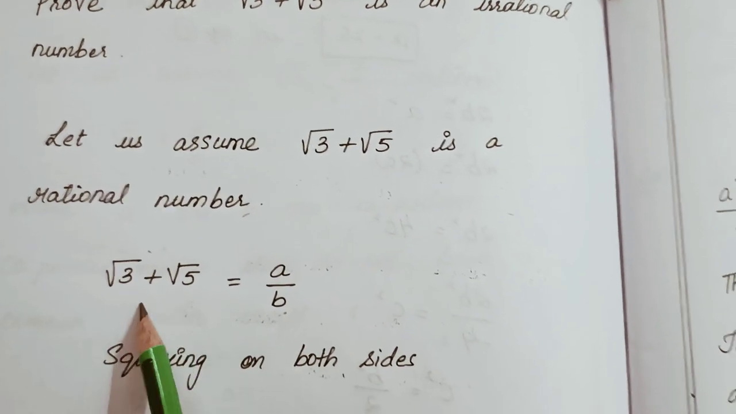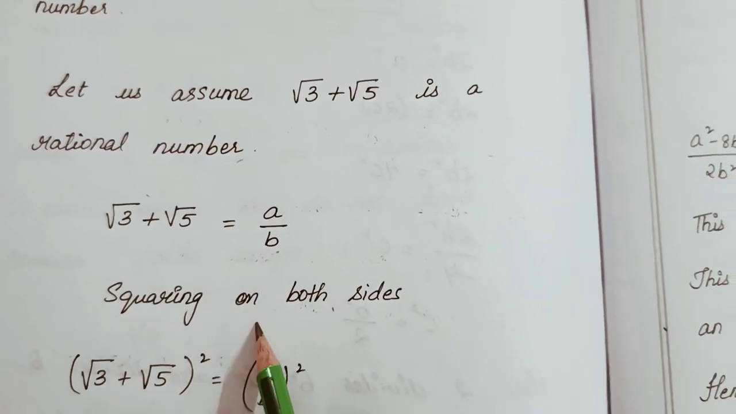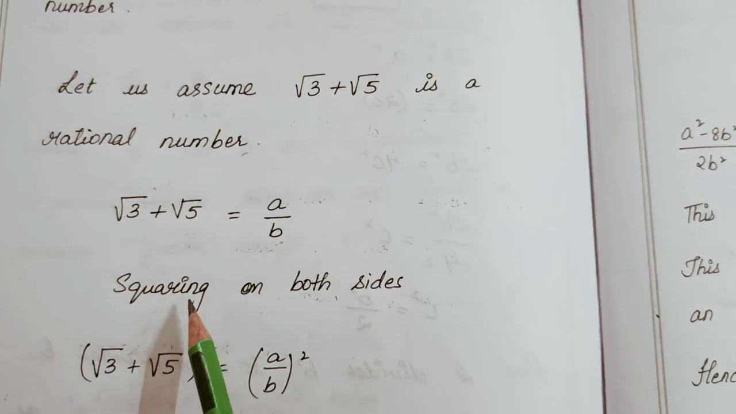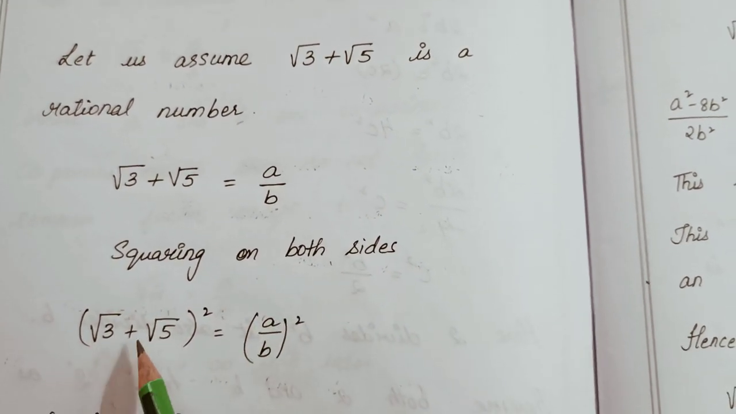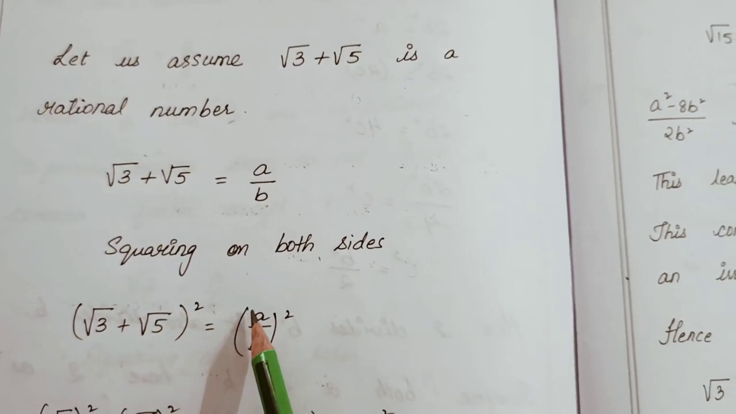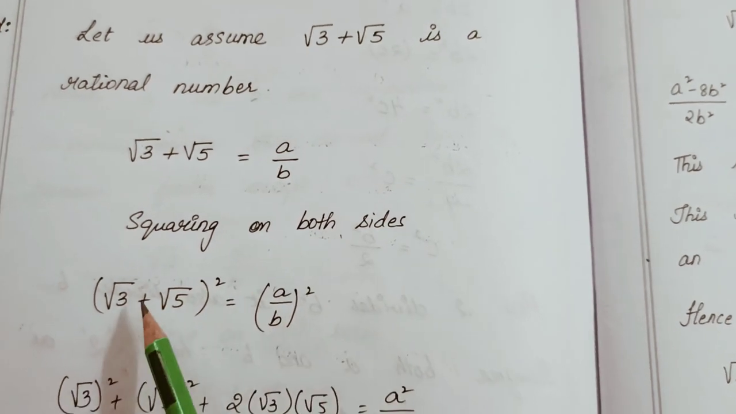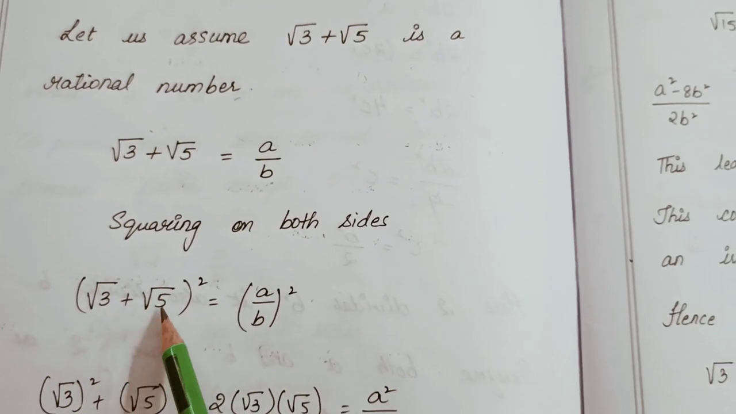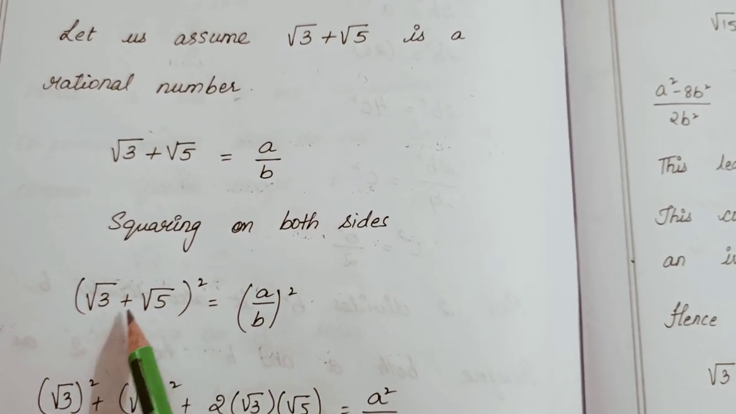Whenever there are two roots, we have to square on both sides. Squaring on both sides: root 3 plus root 5 whole square is equal to a by b whole square. This is in the form of a plus b whole square because we can't add these two numbers.